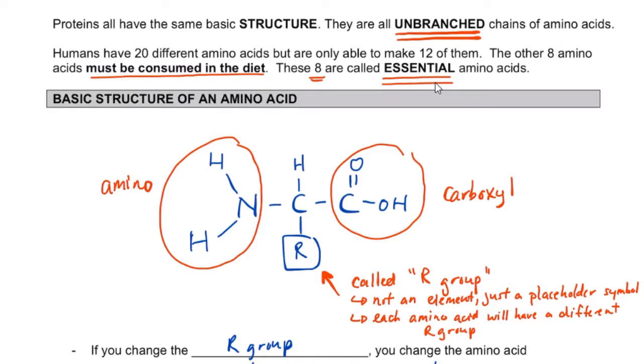That's a type of test question as well. I'm going to ask you, what does it mean for something to be essential? It means that your body doesn't make it, you require it in your diet, and I'm going to ask you how many. 8 out of 20.